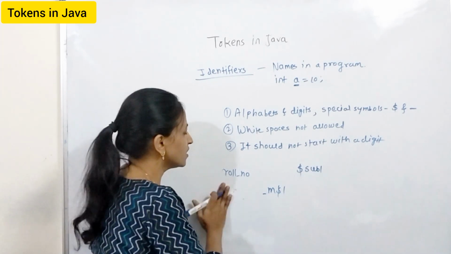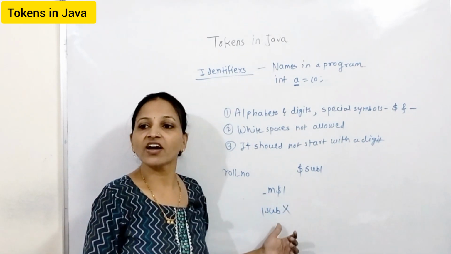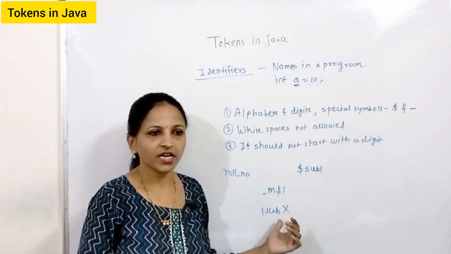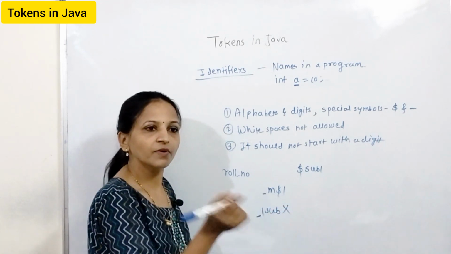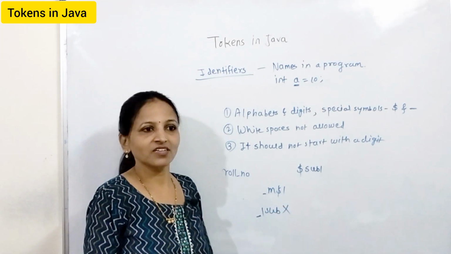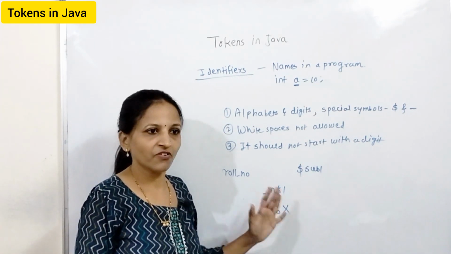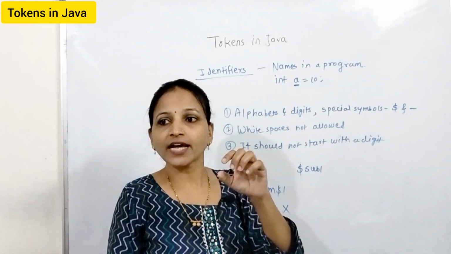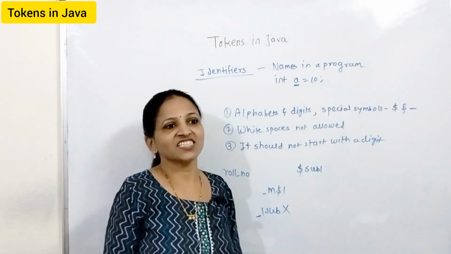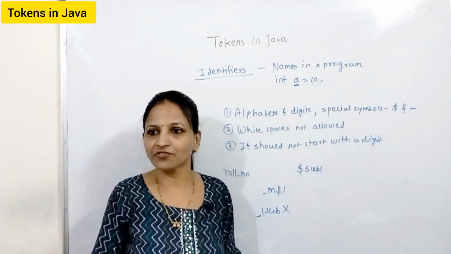But if you give a name like 1sub, then it is not allowed, it is an invalid identifier name. If you write _1sub, it is fine. It should not start with a digit, and it may have capital or small case alphabets. Here is one more point: Java is a case sensitive language. Case sensitive means capital and small letters will be differentiated.